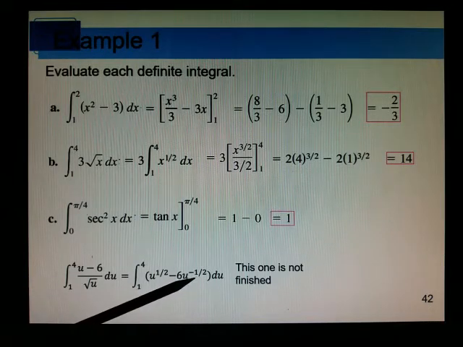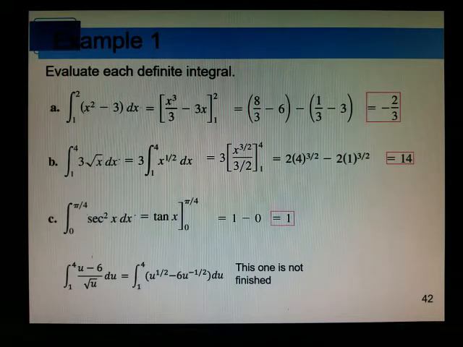Add 1 to negative 1/2, and that would become a positive 1/2. And remember to divide by that new exponent. Now in your notes that you have, this is actually a not finished problem.